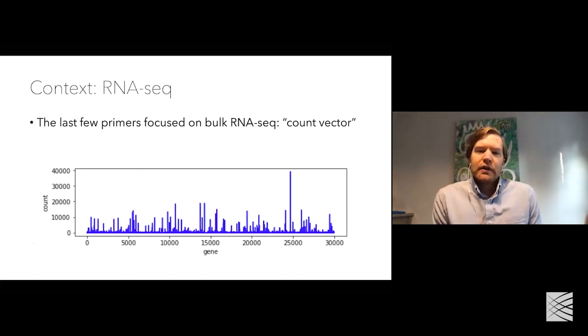Okay, so just to give context for this talk, in the past couple of weeks, we've heard some great primers about bulk RNA sequencing data. That type of data is what I like to visualize as a count vector. What you're doing is you're trying to count the number of times you see each gene in a given experiment. So you prepare a tissue, you try to sequence all the RNA in that tissue, and you count how many times you see each gene. You make this histogram, and you get a big vector of counts per gene.